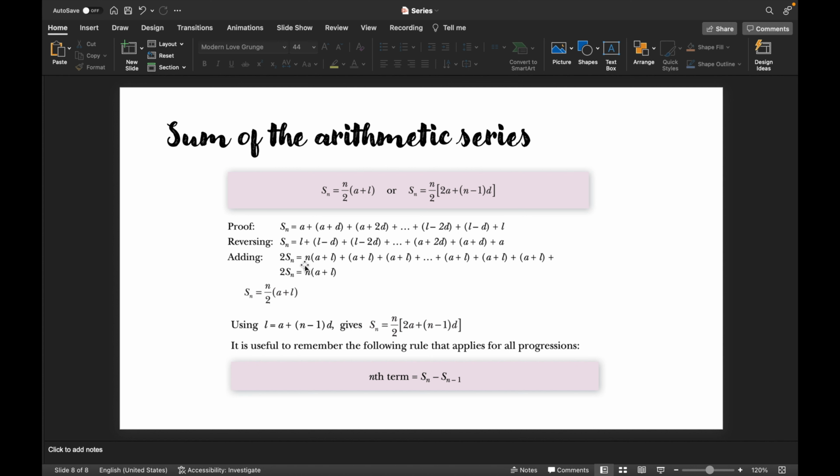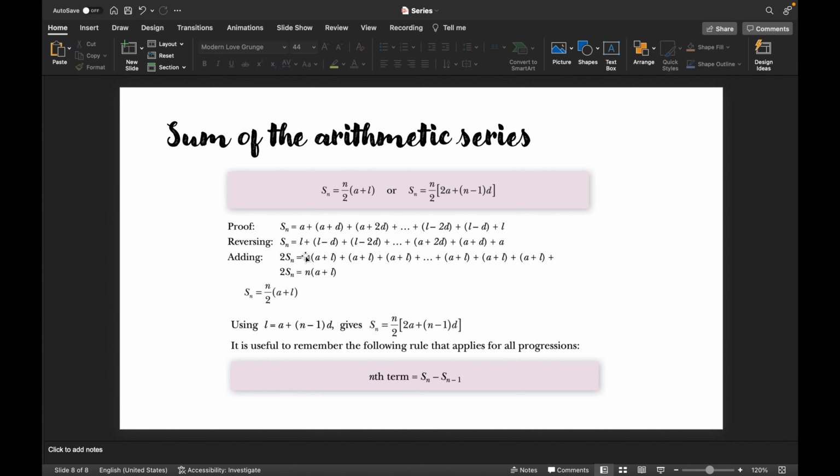Now if we add these, we're going to get 2Sn. We know that the first one and the second one are essentially the same thing. So we can write 2Sn equals n multiplied by a plus l, then a plus l, and so on. And therefore, we get 2Sn is basically n multiplied by a plus l. If we divide both sides, then we get this. Therefore, this is the proof of how you derive it.